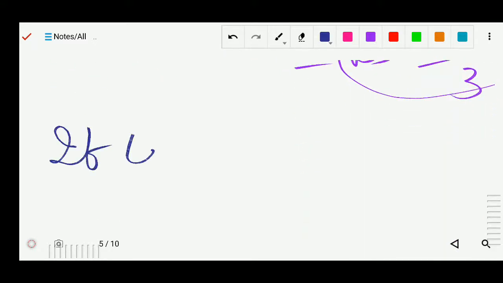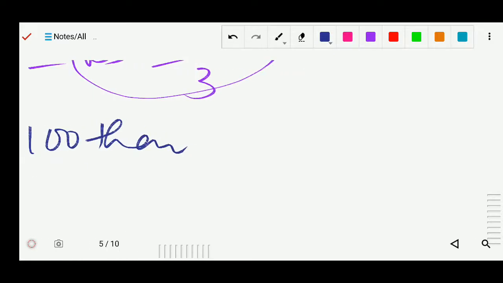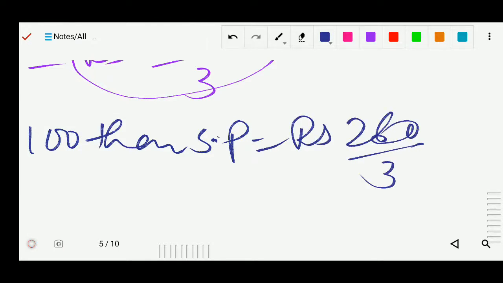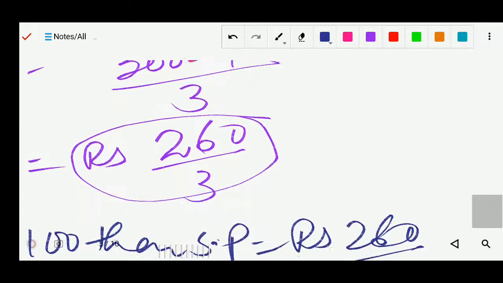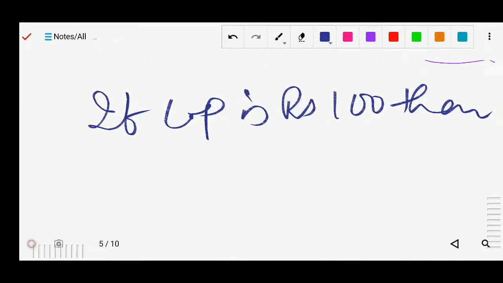If cost price is rupees 100, then selling price will be rupees 260 by 3, same as we have got now. Okay, now next we will find for the 1. So cost of that is 1.